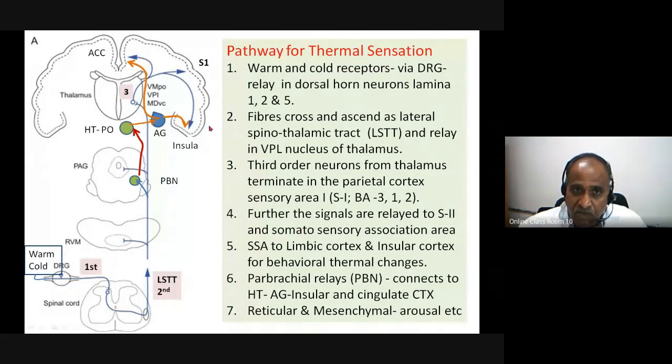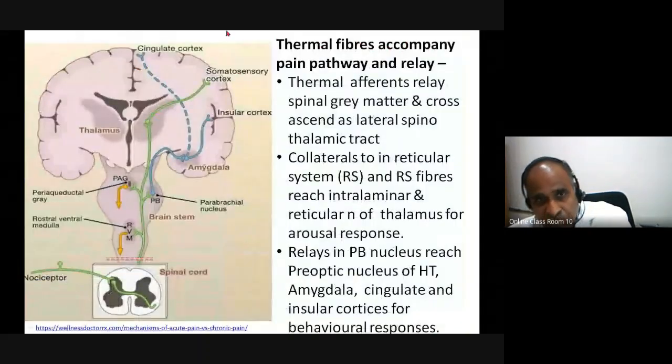So what I mentioned here: further signal, the parabrachial nucleus connects to the hypothalamus, amygdala, insular and cingulate cortex, and reticular and mesencephalic areas for arousal response. That's what I explained. Now let us go a little further.